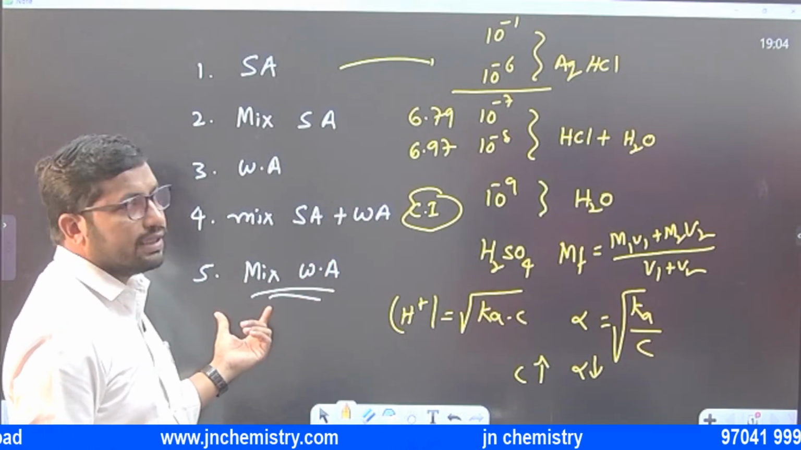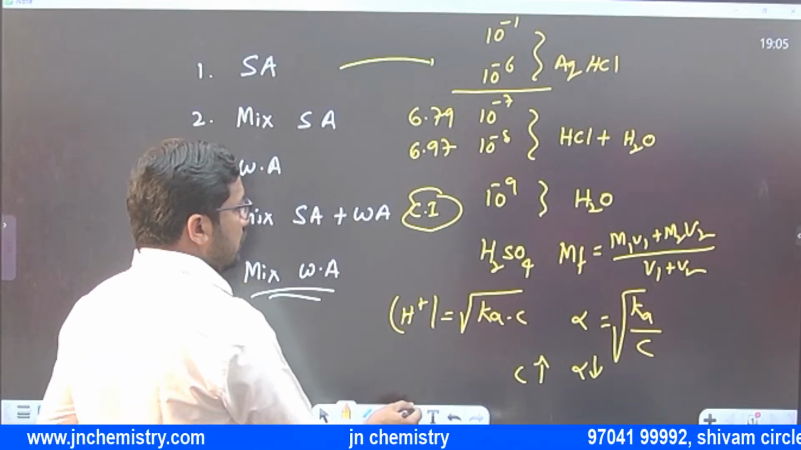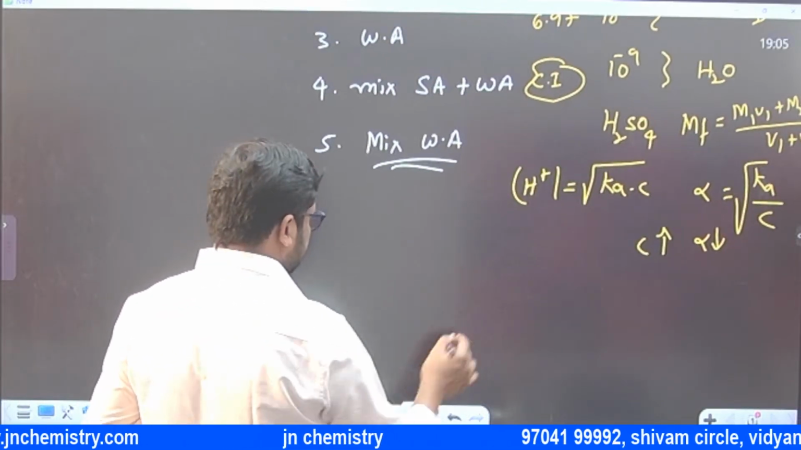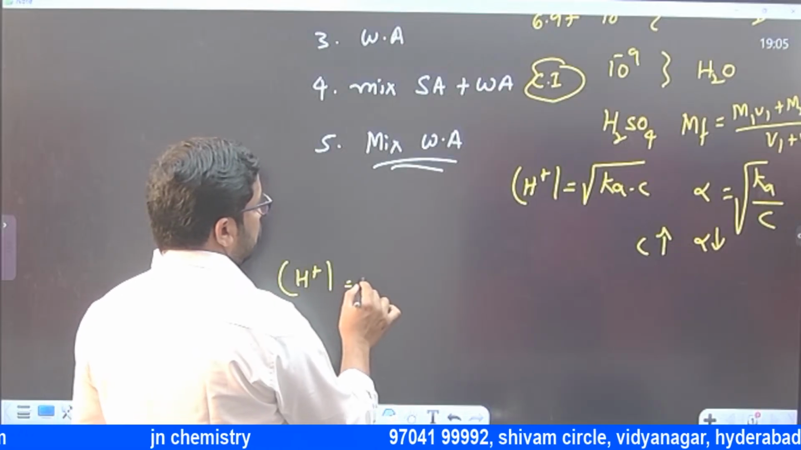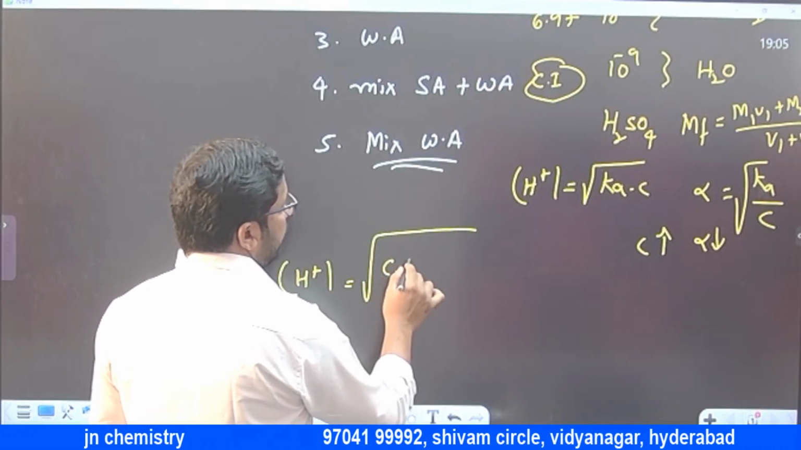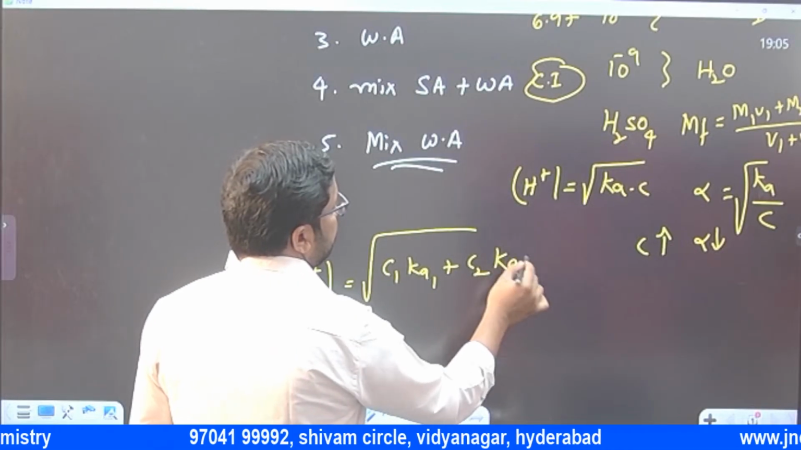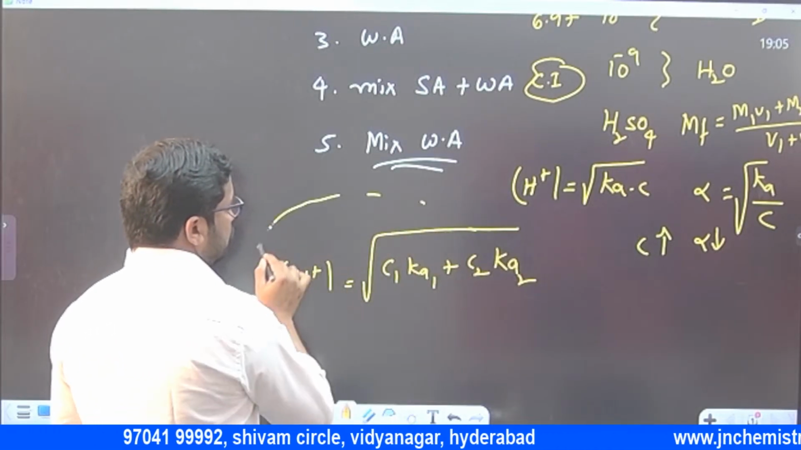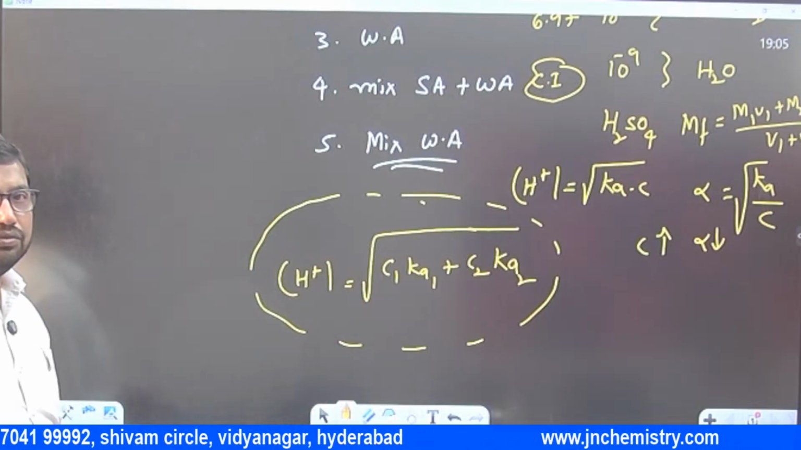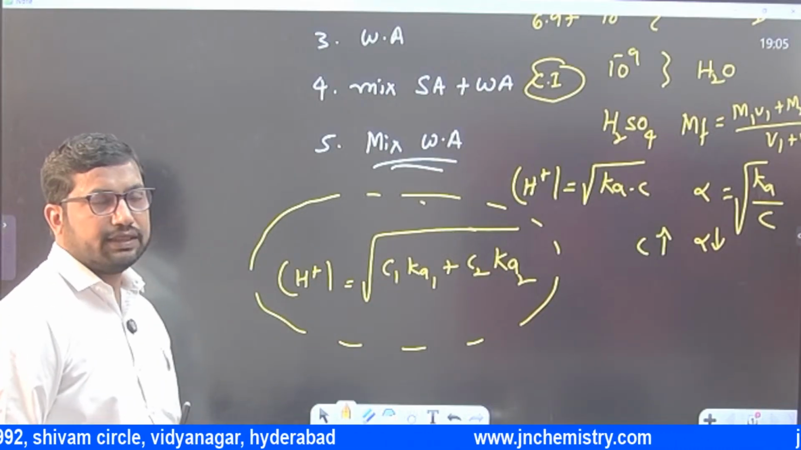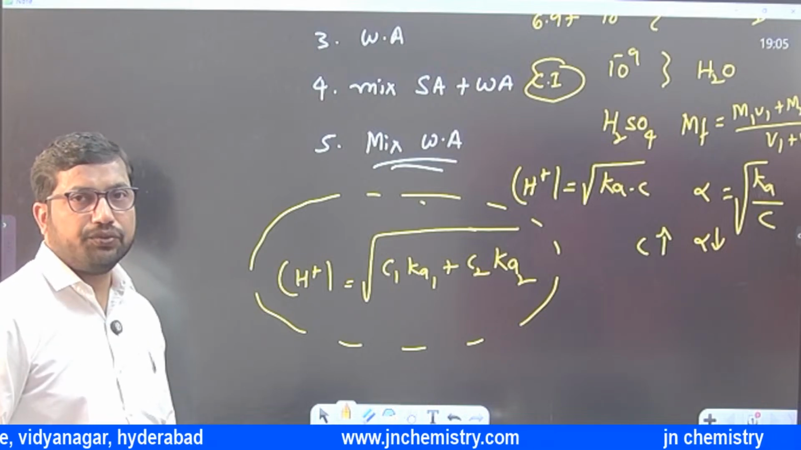And the last one, this is not that much important, but in this case, Nana, write the formula. Mixture of weak acids: H plus ion concentration is equal to under root of (P1 into Ka1 plus P2 into Ka2). Simply use this formula. Whatever two acids are given, we need to follow this for the mixture of weak acids. So just write it down: C1 into Ka1 plus C2 Ka2.